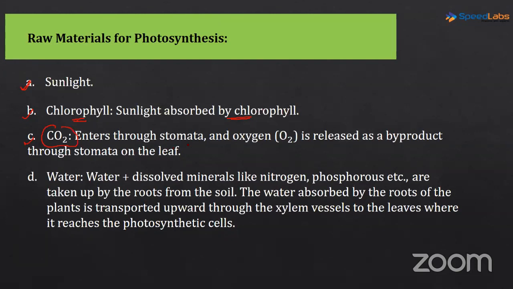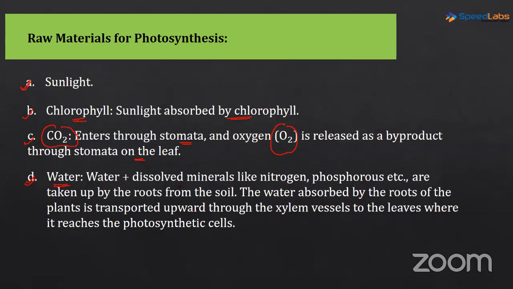So carbon dioxide enters through the stomata and oxygen is released as a byproduct through the stomata on the leaf. Yes, hum logo ne equation dekha tha. Equation mein oxygen was formed as a byproduct, right? So that oxygen is released from the stomata and the carbon dioxide which is required for the process of photosynthesis also enters through the stomata.